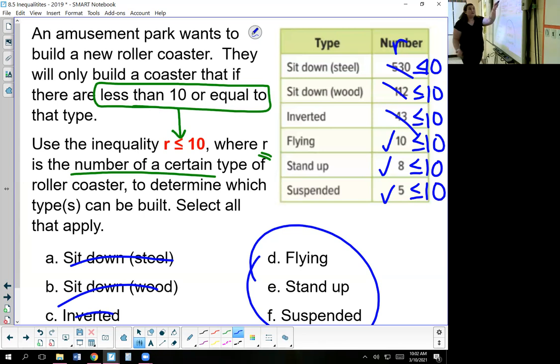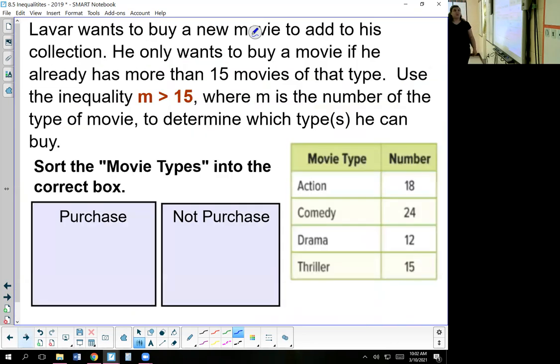But again, pay attention to where your variable is. Kids get this wrong all the time because they're not looking at it. Sometimes I might have a little sorting thing. So LeVar wants to buy new movies to add to his collection. He basically wants to buy movies that he has more than 15 movies of the type. Use the inequality, where M is the number of the type of movie, to determine which types he can buy.